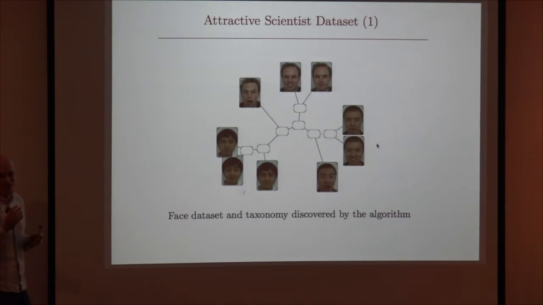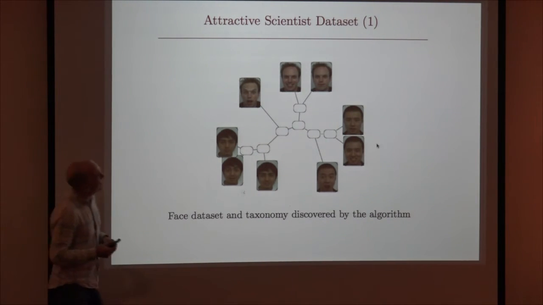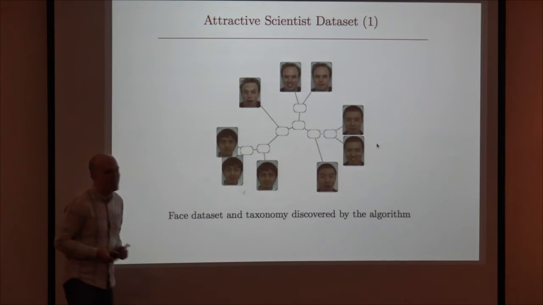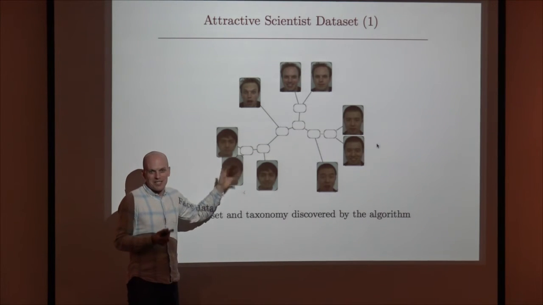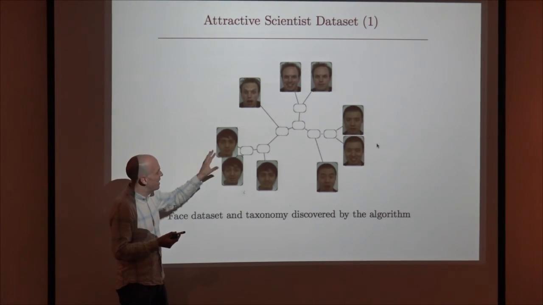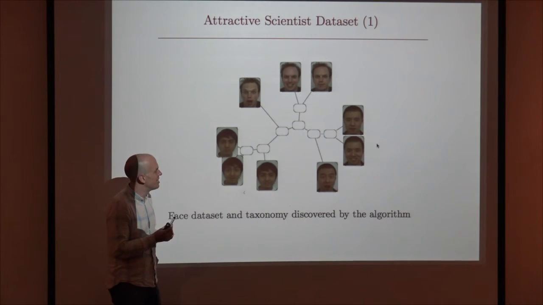Okay, so now an example of a taxonomy. This is the famous attractive science data set. So what we have, one of them used to have hair. Anyway, there are many, many images of attractive scientists making 3 different facial expressions.